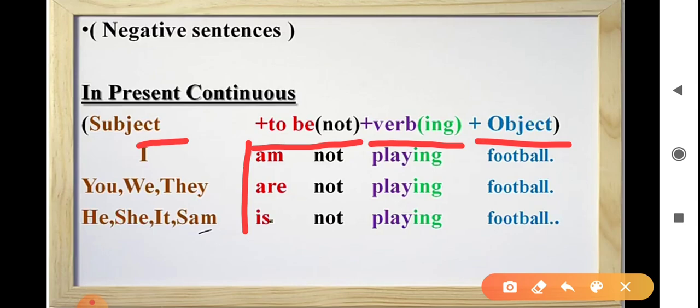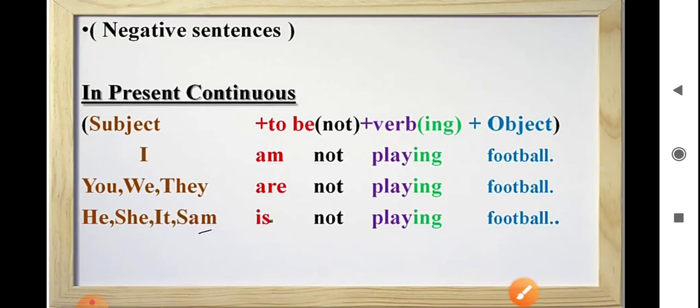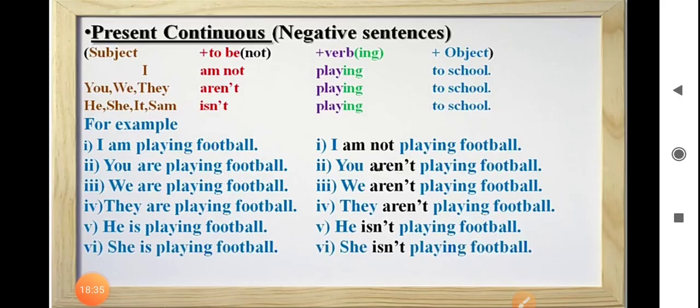I am not playing football. You are not playing football. We are not playing football. They are not playing football. He is not playing football. She is not playing football. It is not playing football. Sam is not playing football. Now you understood the formation of the negative sentence in present continuous tense.